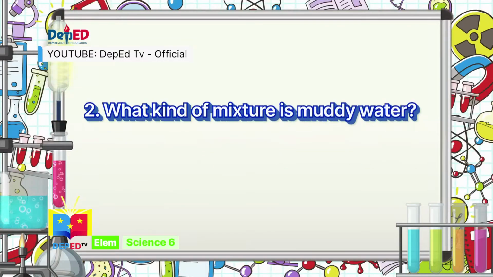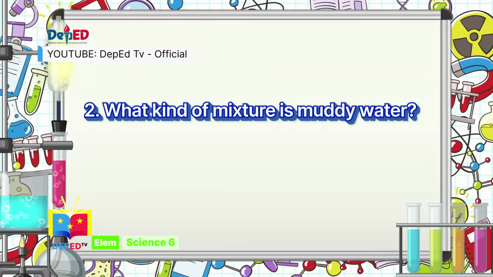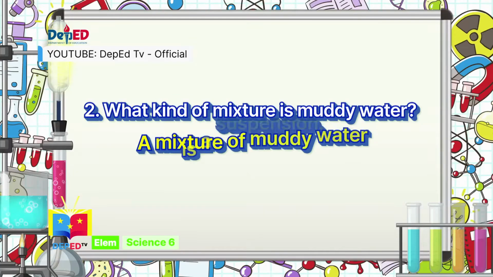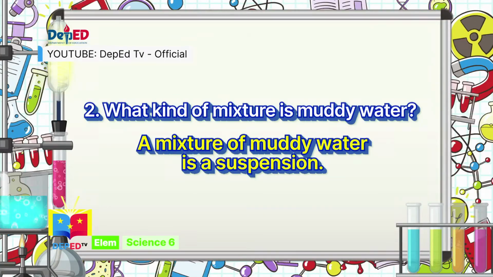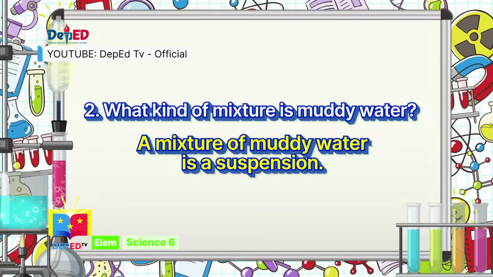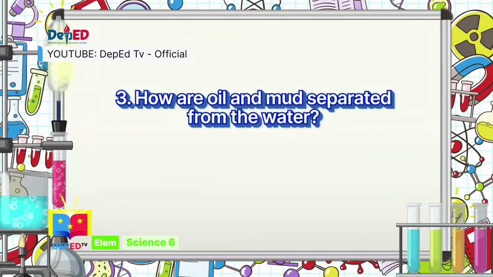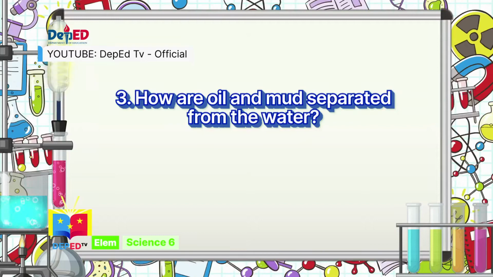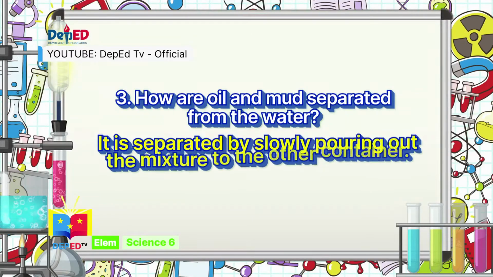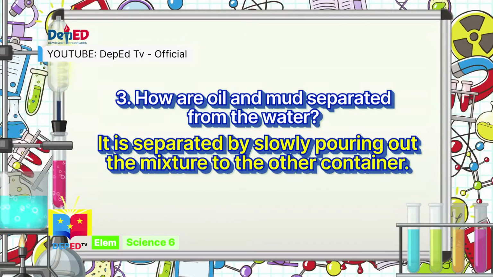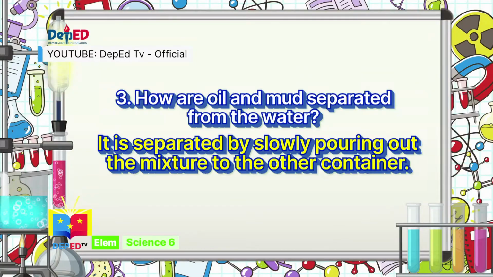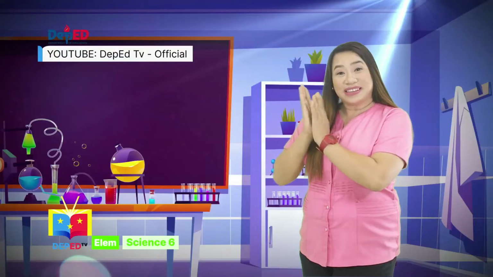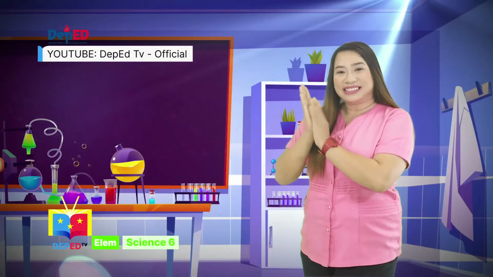Number 2. What kind of mixture is muddy water? Correct! A mixture of muddy water is a suspension. How are oil and mud separated from the water? Good! It is separated by slowly pouring out the mixture to the other container. Very good, my dear learners.